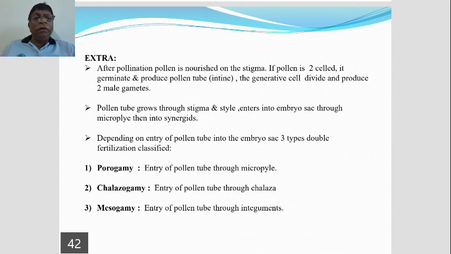In some plants, the opposite end, the chalaza, is used. Through the chalaza, the pollen tube enters into the embryo sac. We call it chalazogamy. And one more type is also there. In a few plants, the pollen tube enters into the embryo sac or the ovule through the integuments. The entry of the pollen tube through the integuments is called mesogamy. Thus, three types of fertilization are identified: porogamy, chalazogamy, and mesogamy. Okay, now we shall see double fertilization.